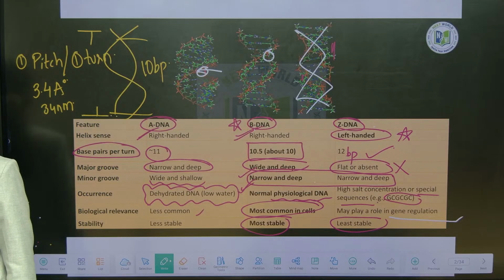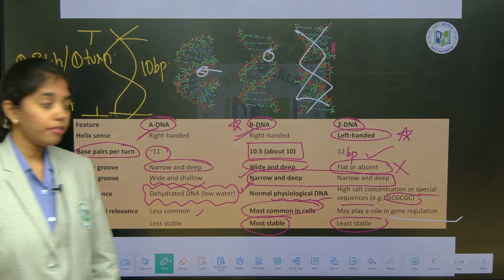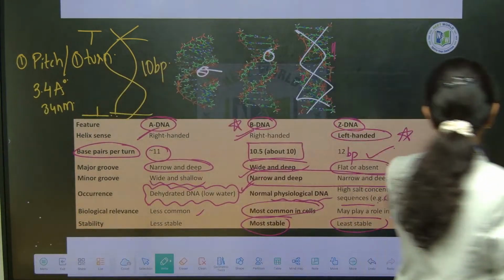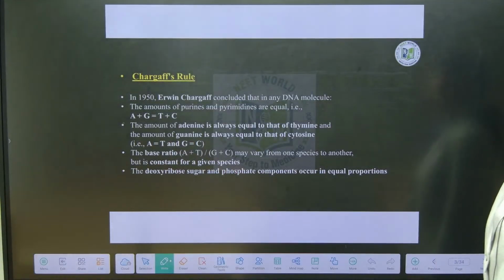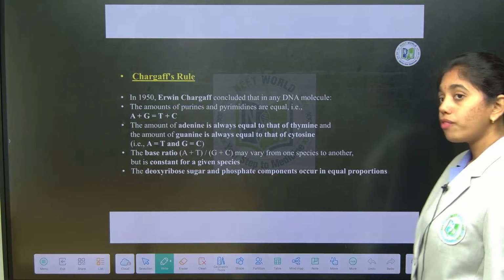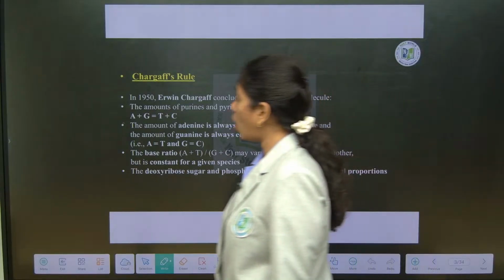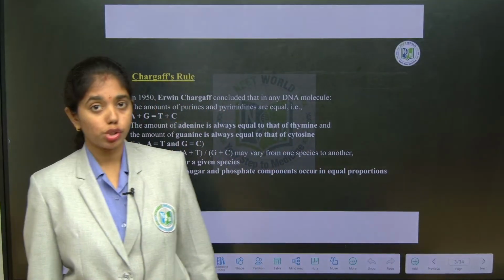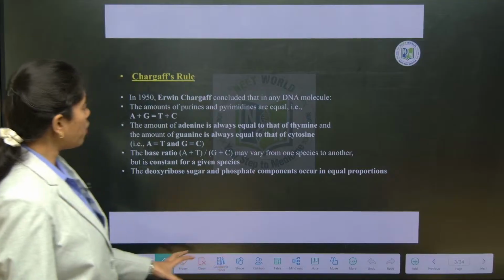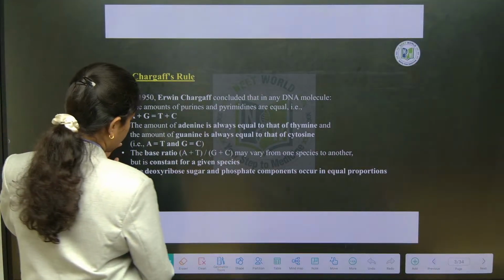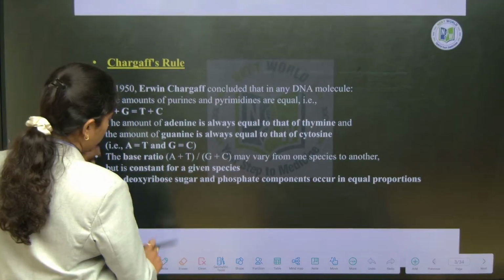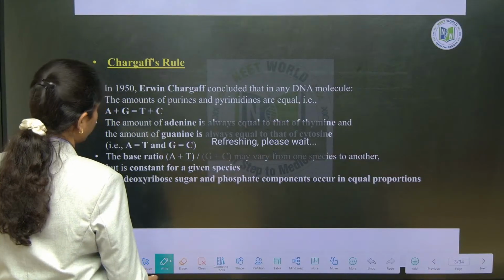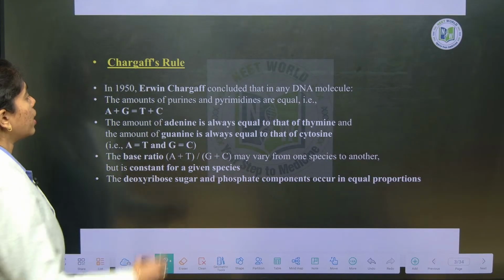Now we will move to the next segment, that is Chargaff's rule, which is also considered as one of the salient features of the DNA. Chargaff's rule is from what? Double helical model of DNA. From the double helical model of DNA we got this Chargaff's rule.